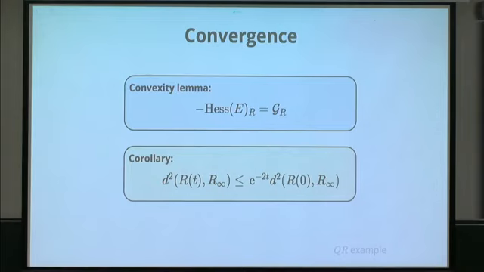And of course, this means that we can immediately say that the flow fulfills this condition here, where d is the Riemannian distance induced by the Fisher-Rao metric. So in fact, we have an explicit expression for d. So it will decrease exponentially with time, like this. And this we see also in numerics.